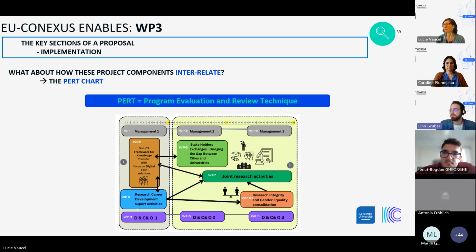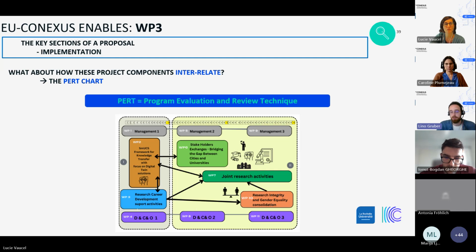And so, as you can see on the example, the PERT can showcase the different work packages, but it could also feature the tasks, deliverables, milestones of a project, really any project component. The idea is to break down these components into boxes, as you can see, and to connect those boxes with arrows in order to show the dependencies and the overall logic and connection between them.